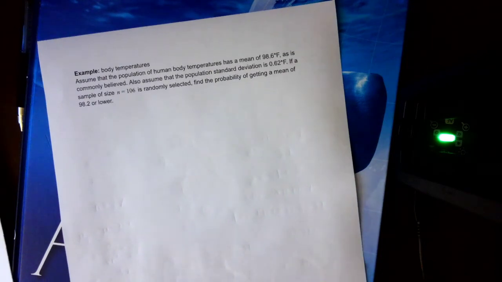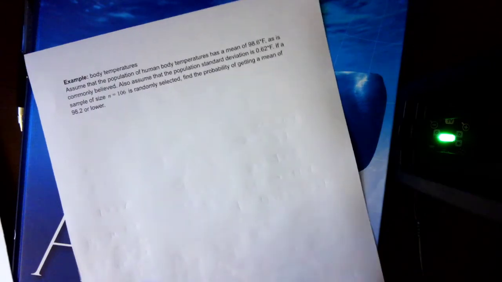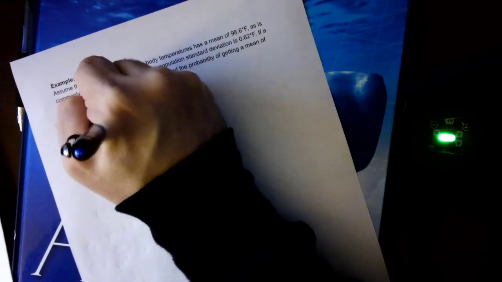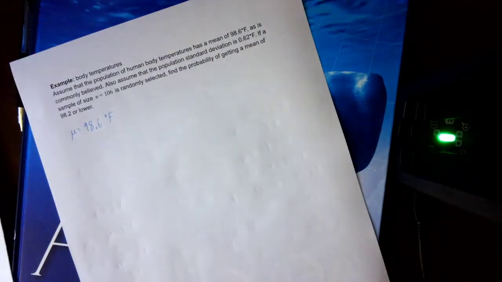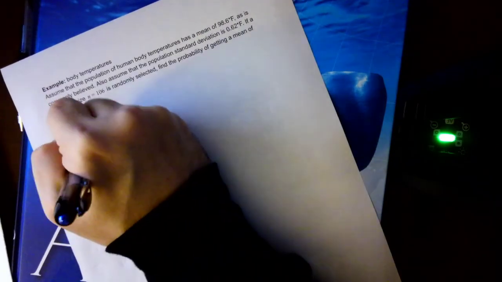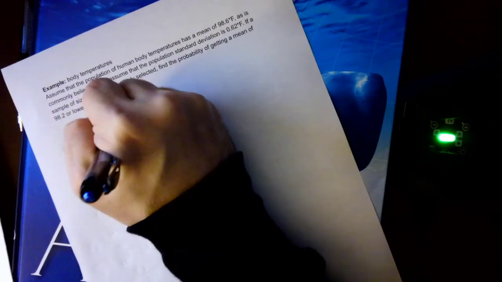Now, let's take a look here. It's body temperatures. We're going to assume that the population of human body temperatures has a mean of 98.6 degrees Fahrenheit. So the mean is equal to 98.6 degrees Fahrenheit. You've probably heard that before, right? I know I have. It even says, as is commonly believed. Also assume the population standard deviation is equal to 0.62 degrees Fahrenheit.